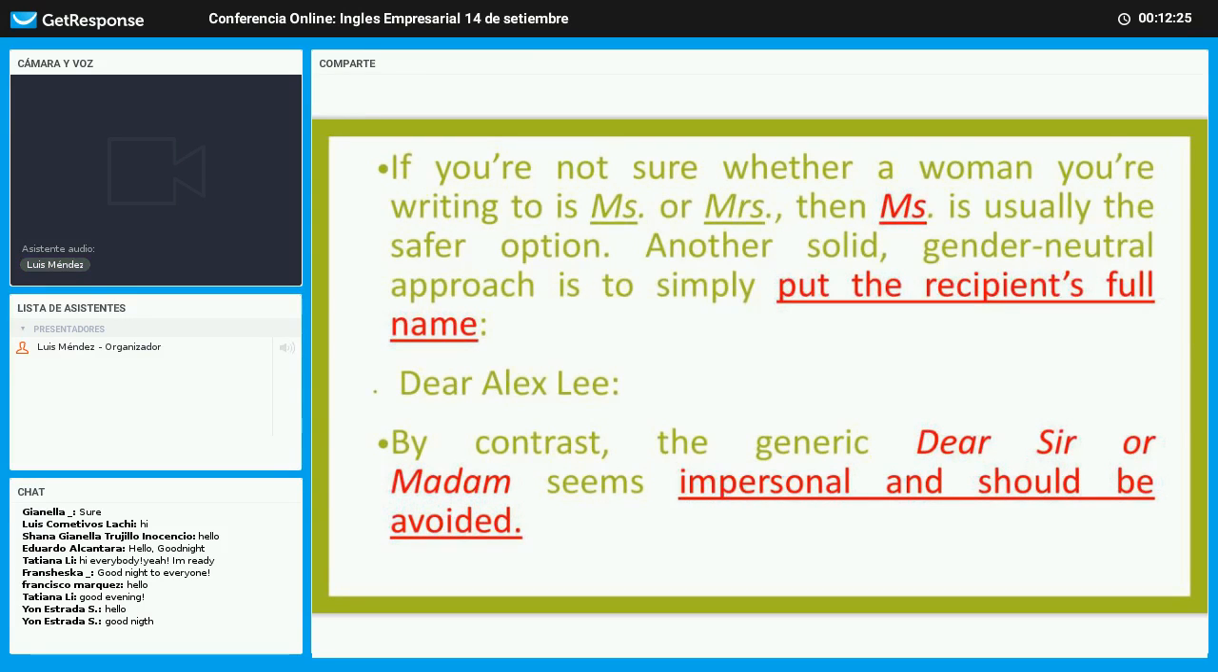They can believe there's something that is not appropriate. So you better use Miss. Okay.